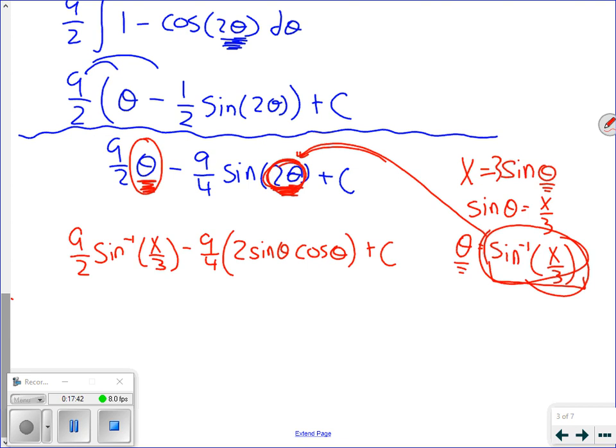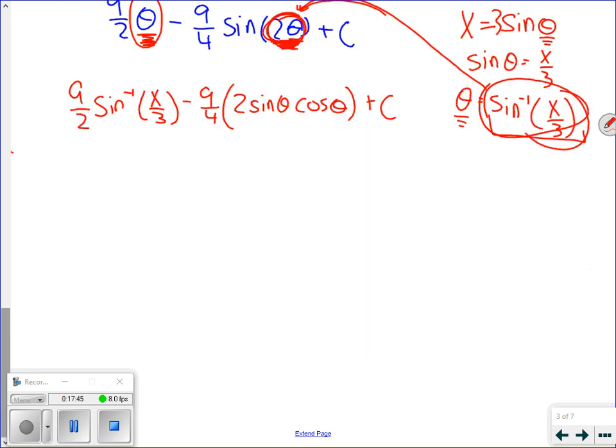But anyway, that helps get rid of the 2 theta, but the issue is, again, I can't plug sine inverse into sine and cosine. I can't plug a trig into a trig for my final answer. I just can't. But I do know what sine of theta and cosine of theta are in terms of this problem. I mean, think about it. Sine of theta equals x over 3.